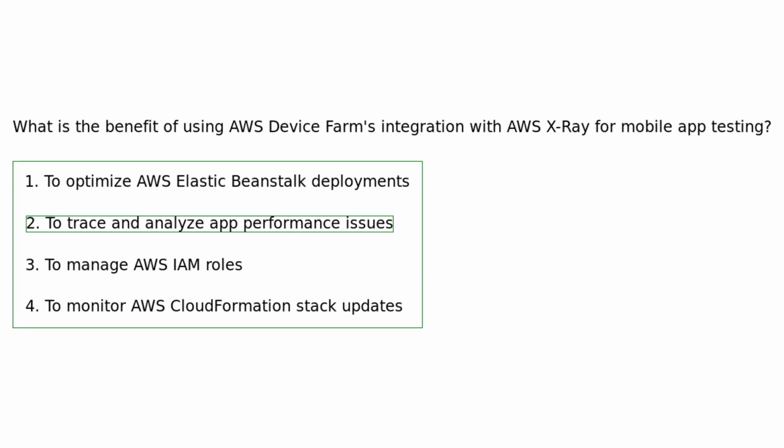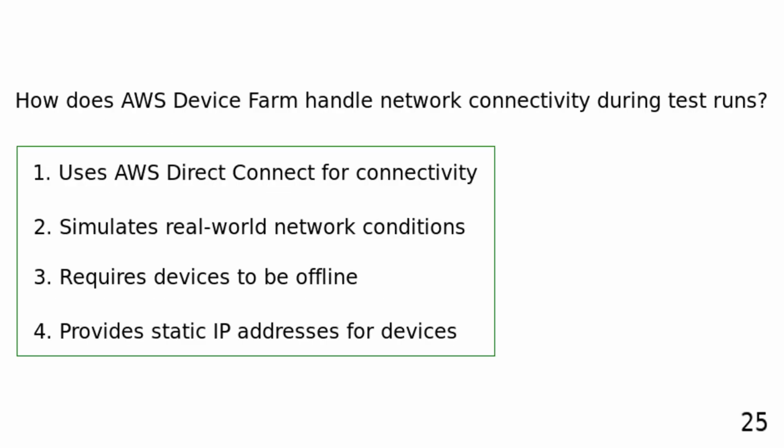AWS Device Farm's integration with AWS X-Ray for mobile app testing enables developers to trace and analyze performance issues, helping diagnose bottlenecks and optimize app performance. How does AWS Device Farm handle network connectivity during test runs?